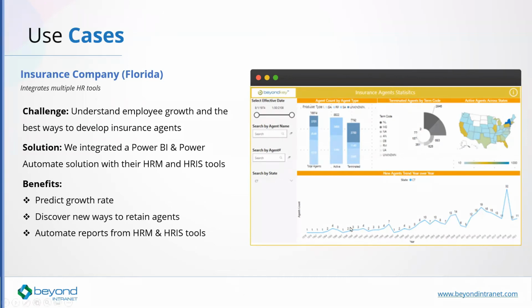Finally, the greatest thing about this is the fact that you can automate reports with your HRM and HRIS tools. So that way, if you want to be able to send stuff out to managers and let them know what's going on, you could share that information with them so everyone could be updated on what's going on in the organization.